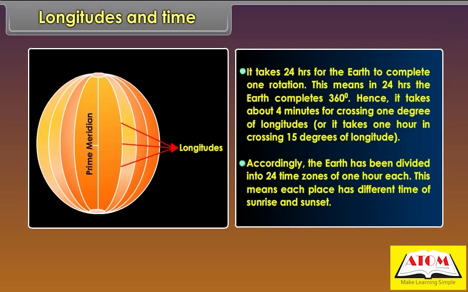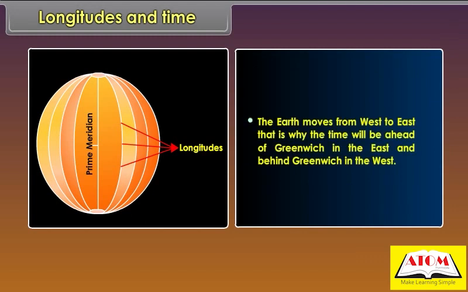This means each place has a different time of sunrise and sunset. The Earth moves from west to east. That is why the time will be ahead of Greenwich in the east and behind Greenwich in the west.